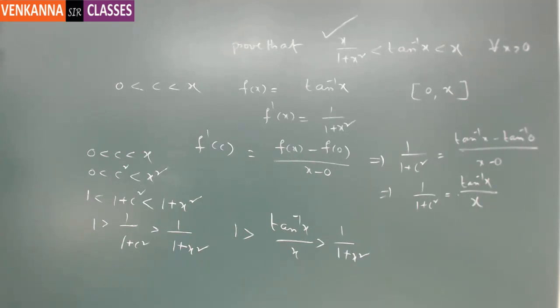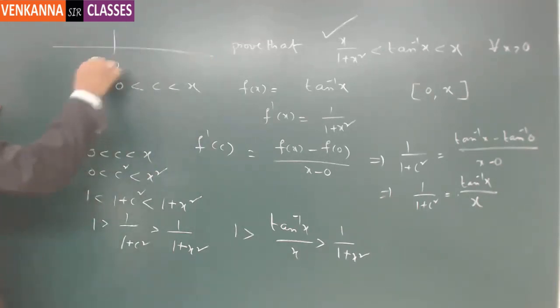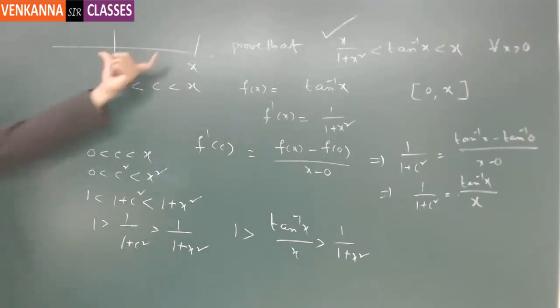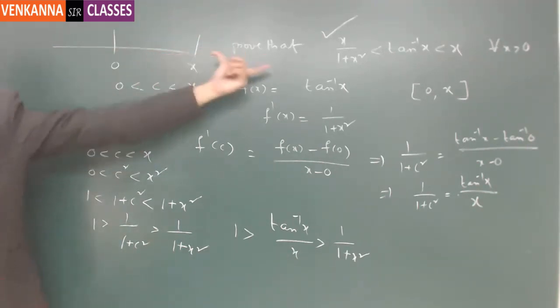Why 0 to x? Because you are going to prove the inequality for all x greater than 0, right? You are not taking the negative values. That's why the interval will be taken from 0 to x. X will be sufficiently large. You are not going to take infinity, right? That's why you take sufficiently large x, because on the number line, you start here, you can take x at any part. X is sufficiently large. That much big interval you are going to take.